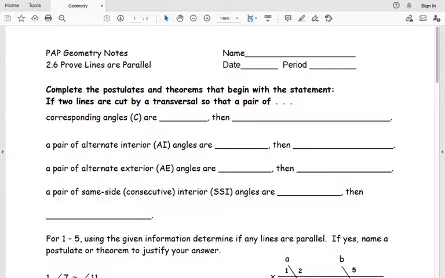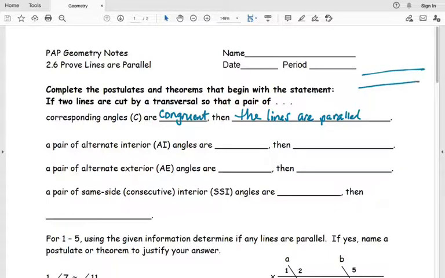So this first section is kind of telling you exactly the converse of the theorems you learned last class. It says complete the postulates and theorems that begin with the statement, if two lines are cut by a transversal so that a pair of corresponding angles are congruent, then you know that the lines are parallel. So last class, we were told that the lines were parallel, and that meant that the corresponding angles are congruent. This class, we're going to know that the corresponding angles are congruent, so we know the lines are parallel.